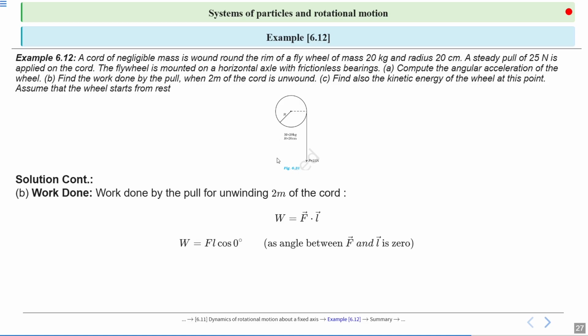The direction of force and displacement is the same, so the angle is 0. So W is equal to F L cos 0. We know the value of F and we know the value of L, that is 25 Newton into 2. So it will be 25 into 2 is equal to 50 joule. All right.